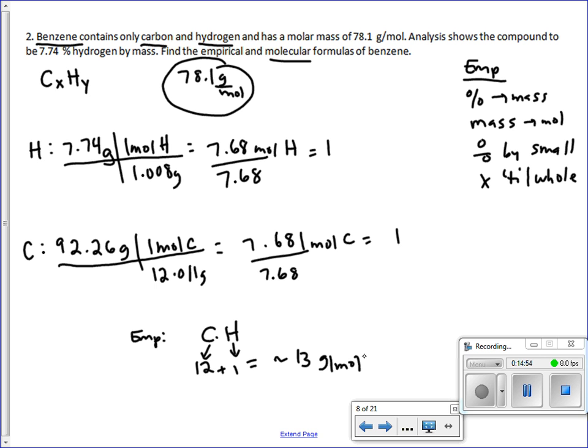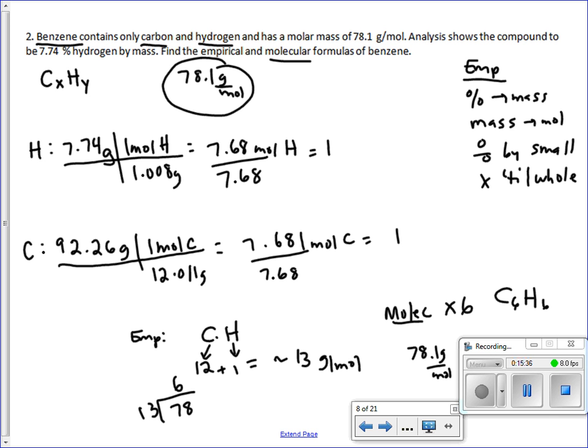Now we need to compare the empirical formula to the molecular formula. It tells us that the molecular formula weighs about 78.1 grams per mole. So how many times does 13 go into 78? Well, 78 divided by 13 gives you about 6 times. So that means that the molecular formula is 6 times what the empirical formula is. Since each of these carbons and hydrogens has a subscript of 1, you're going to multiply that by 6. So the molecular formula is C6H6, which is the correct molecular formula for benzene.